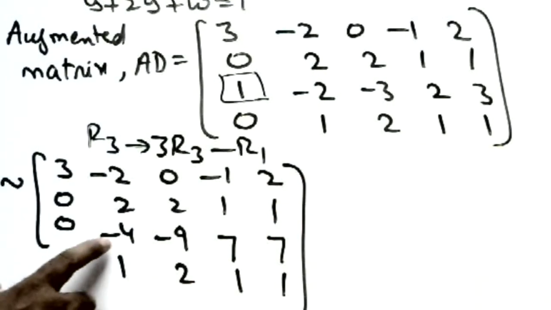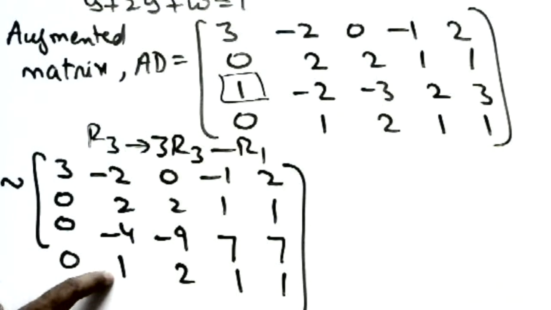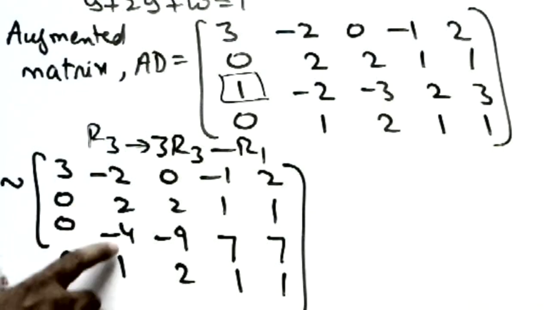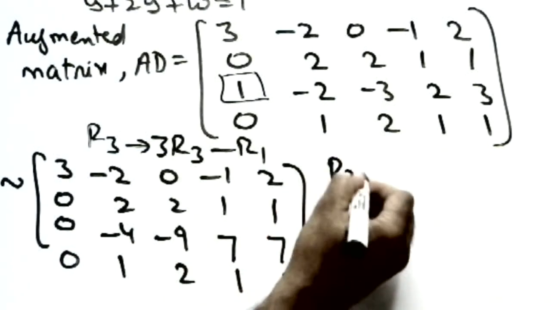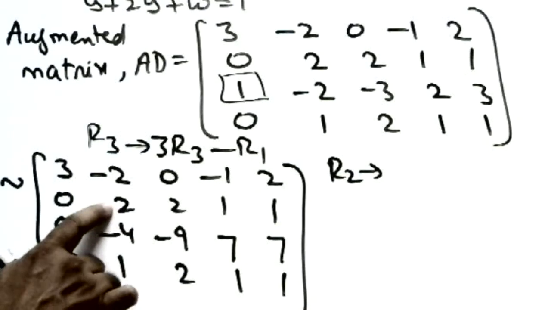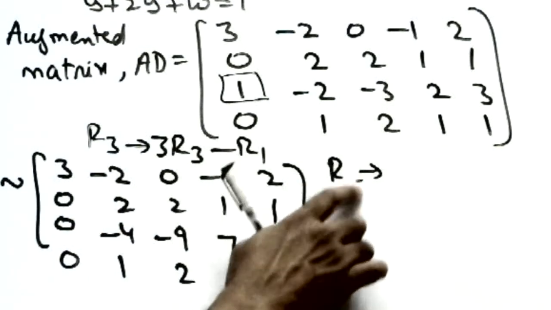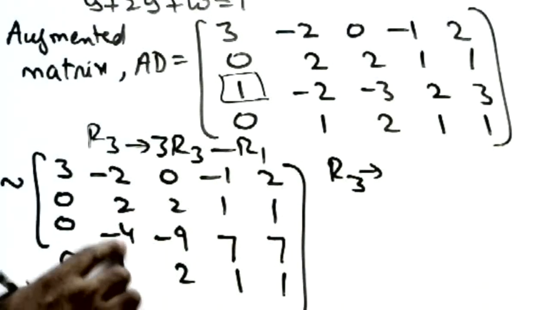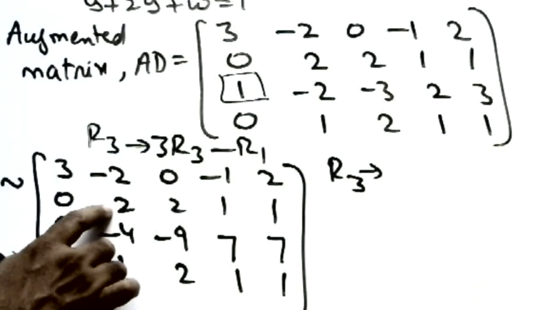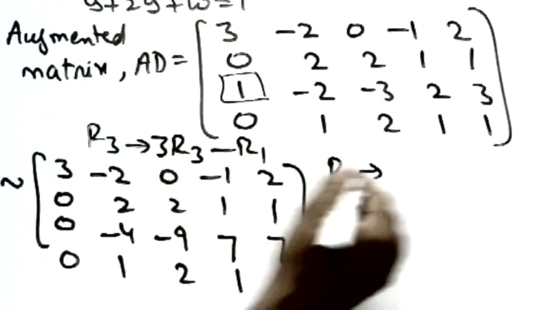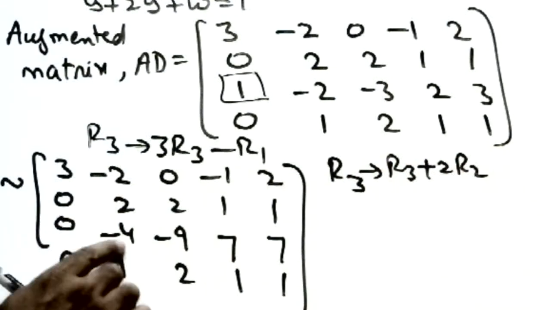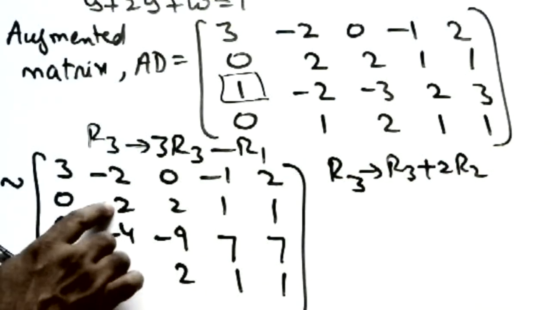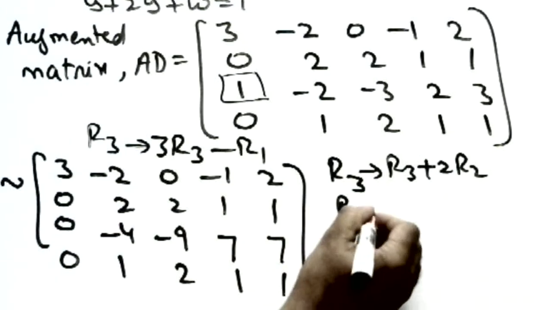Now in the first step we made these 3 zeros. Next step we have to make these 2 zeros. Okay, we can shift 1 also here, but without doing that also we can change. Let me change this one. R3 implies, this is minus 4. If you multiply with plus 2, this will be plus 4. Minus 4 plus 4, 0. R3 implies R3 plus 2R2.